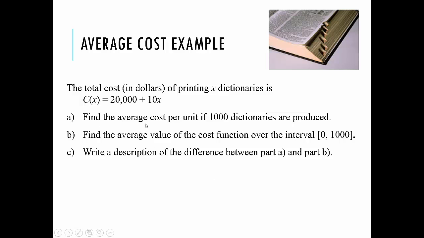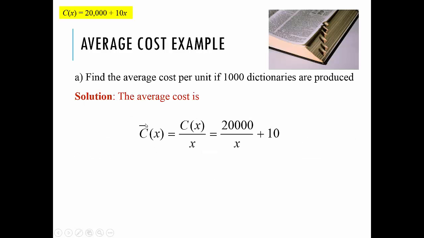Well, the first part just says find average cost. Average cost is the cost divided by the number of units. So in this case, my average cost is going to be 20,000 plus 10x divided by x. And so I just canceled out the x's, 10x over x. I want to know the average cost per unit for 1,000 dictionaries. So I plug in 1,000 and I get my average cost.